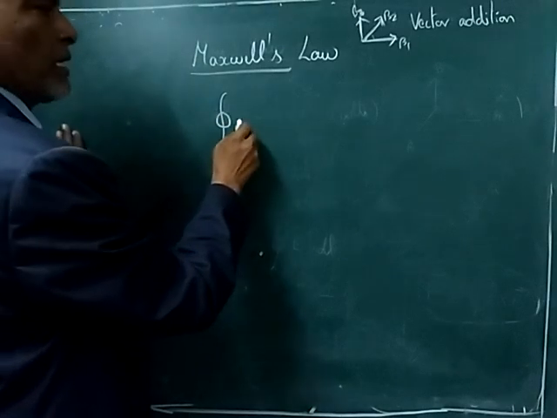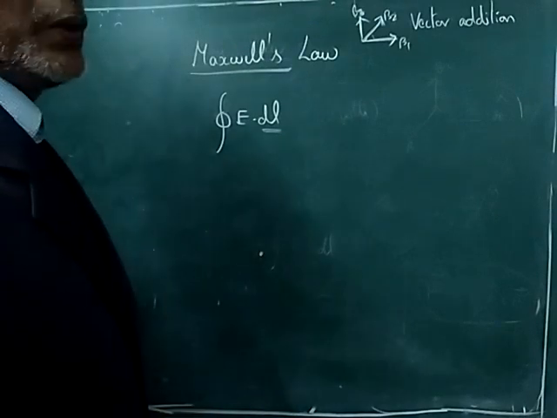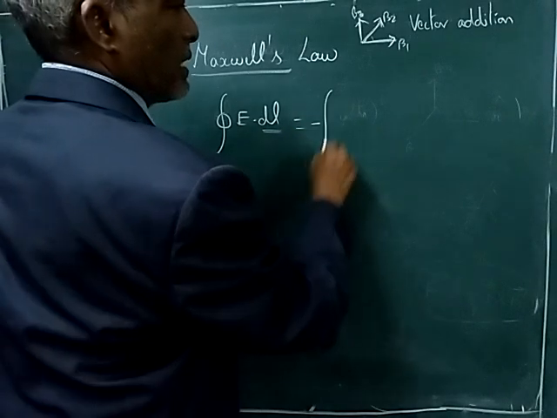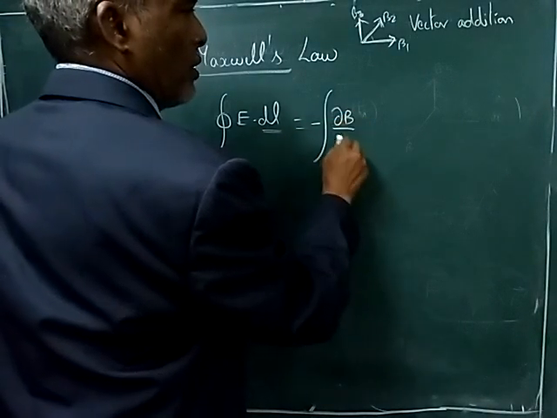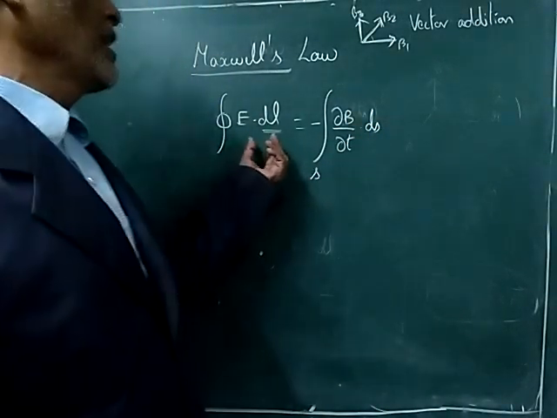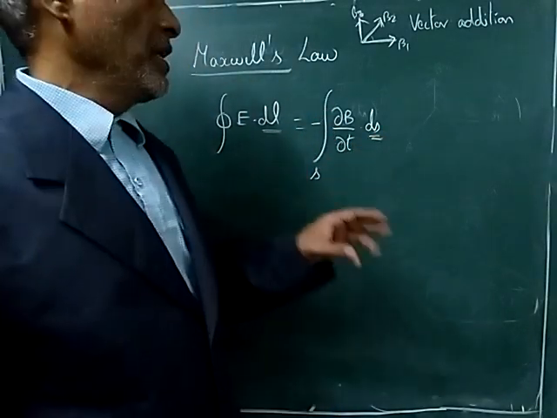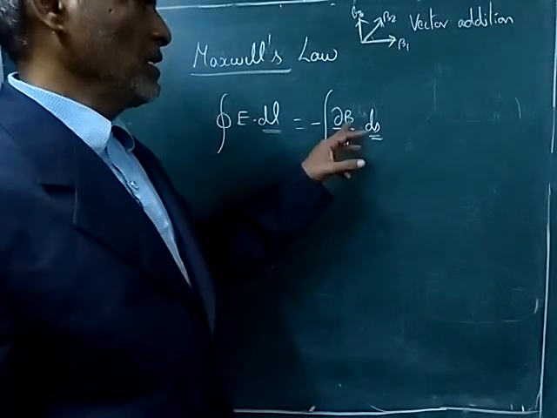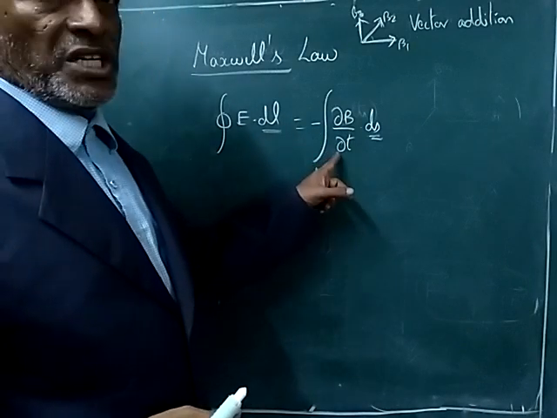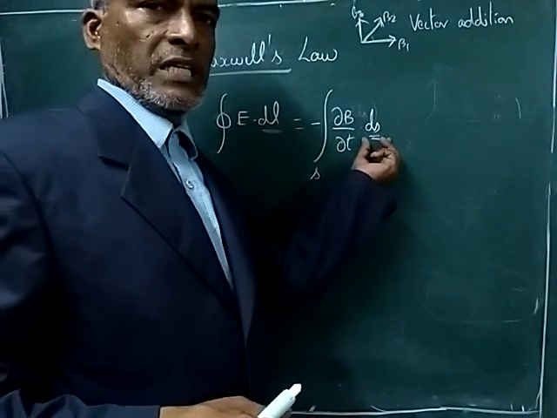This means the closed integral of E dot dl, where dl means with respect to length, so it is a line integral, which is equal to minus the integral of dou B by dou t into ds. So this is a surface integral. That means it relates a line integral with a surface integral. ds means a small area. That means integration of the rate of change of magnetic flux density, a partial differentiation, with respect to ds.